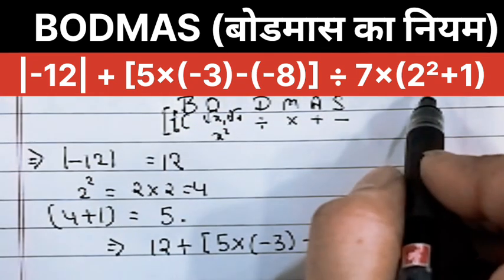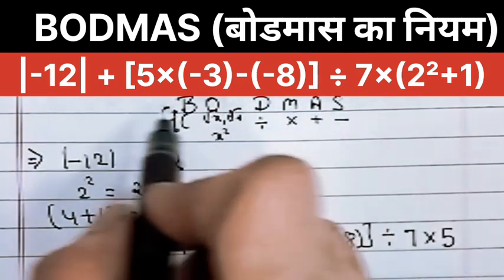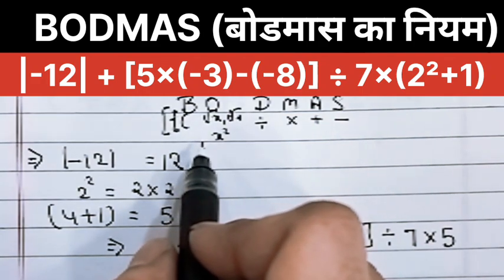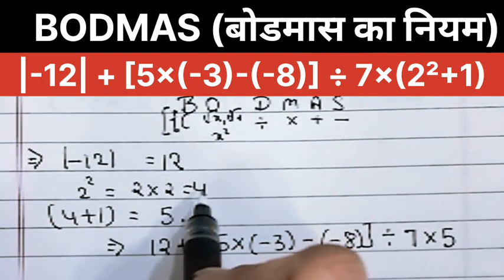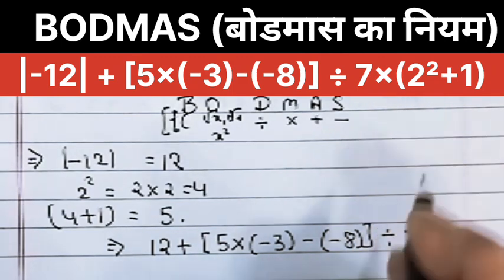Final conclusion: by systematically applying the BODMAS rule, resolving the absolute value and exponents first, then the bracketed operations, and finally the division and multiplication from left to right, the final value of this expression is 7, and I hope it is clear.